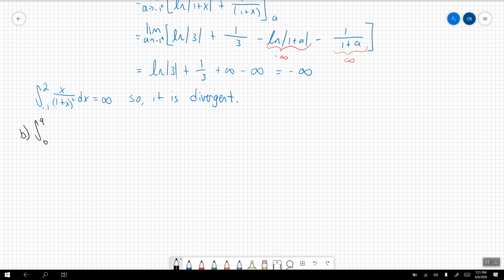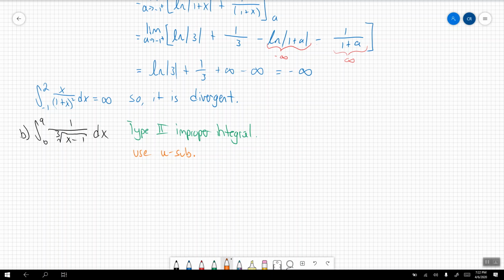Part B, we want an integral from 0 to 9 of 1 divided by the cube root of x minus 1, dx. Because the limits aren't going towards infinity, this is a type 2 improper integral. We could use our u substitution here. If you use a u substitution, it's a pretty straightforward evaluation.